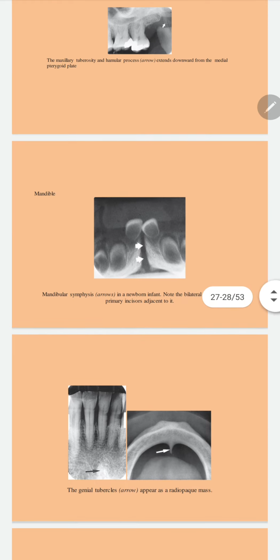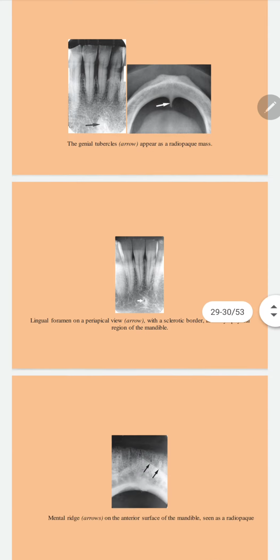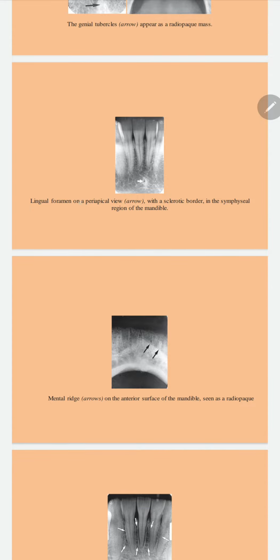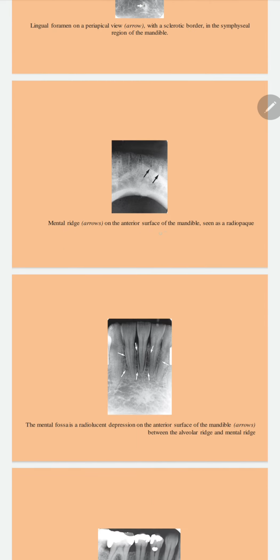The mandible. Mandibular symphysis in a newborn infant. Note the bilateral supernumerary primary incisors adjacent to it. Genial tubercle, which represents the attachment of the genioglossus muscle, appears as a radiopaque mass. Lingual foramen, on the periapical view, is surrounded by a sclerotic border in the symphysial region of the mandible. Mental ridge, on the anterior surface of the mandible, is seen as a radiopaque line.